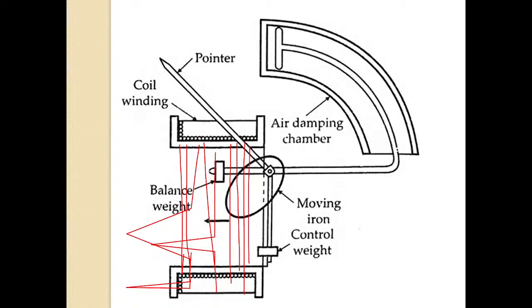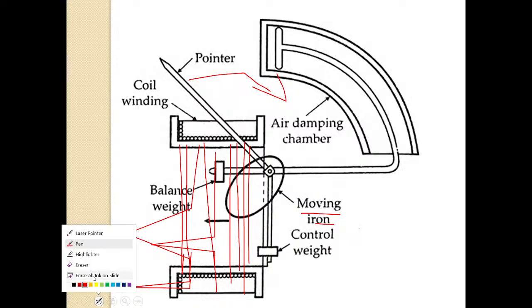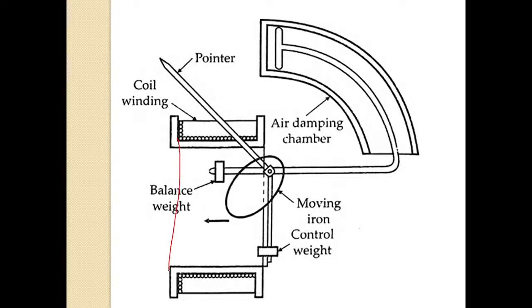If more flux lines are there, more movement will be there in the moving iron, and hence more deflection in the pointer. If the magnetic field strength is very low, I'm drawing only a few lines, less movement will be there in the moving iron, and hence the deflection in the pointer will also be low.